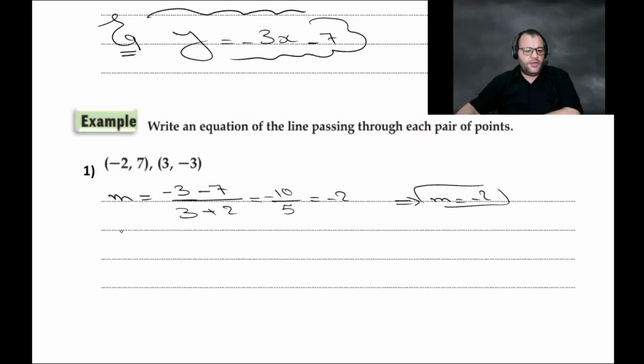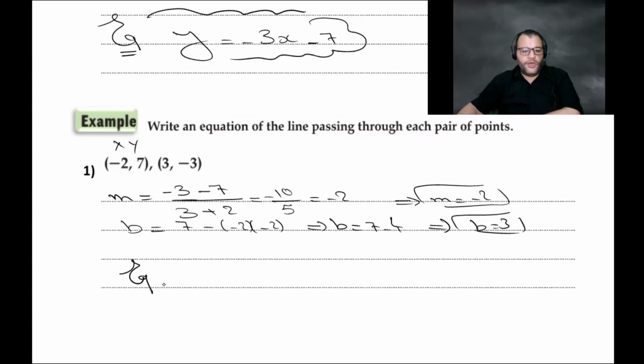Now we need to find b. You can choose any point. Which one do you choose? So b equals 7 minus -2 times -2. Then b equals 7 minus 4. Then b equals 3. So the equation will be y equals -2x plus 3.